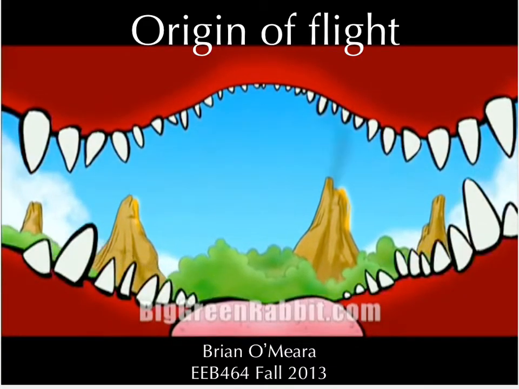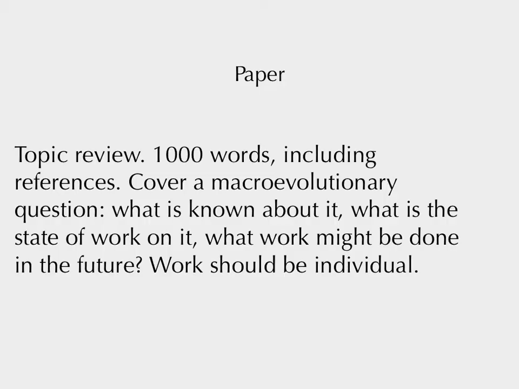Okay, other course mechanics. You have a paper coming up in early November. You have some questions about this. This is the topic review, right? So it's 1,000 words, including references. And that's the goal. You can go 25% over, maybe 10% under. Don't sit there counting words, but also don't write a 20,000 word essay. You know who you are.